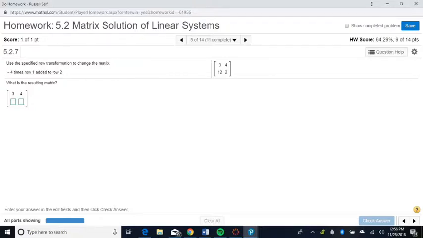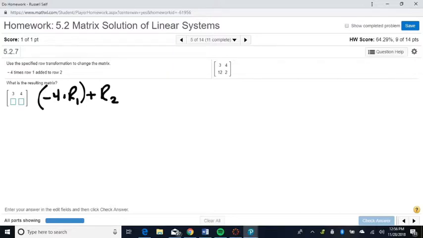Use the specified row transformation. Transformation just means you're going to be changing the matrix. They want us to take -4 times row 1, do that first, and then add that to row 2.